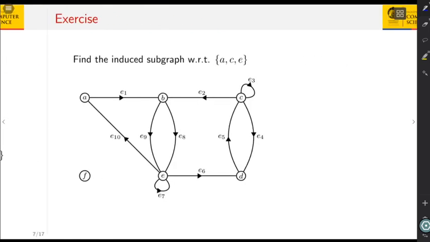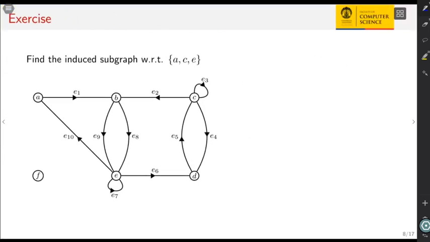So let's do some exercise. So this time we are given a directed graph. Now find an induced subgraph with respect to the set A, C, and E. So try this exercise first, and then when you're done, we shall discuss the solution in the next video.